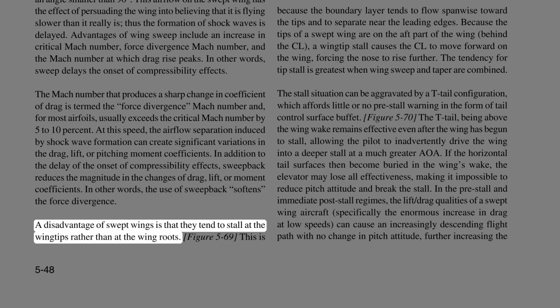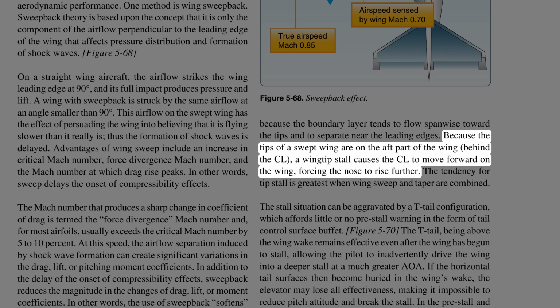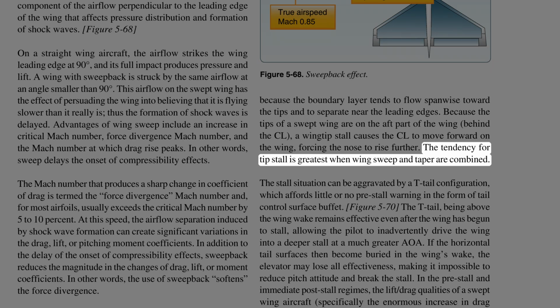A disadvantage of swept wings is that they tend to stall at the wingtips rather than at the wing roots. This is because the boundary layer tends to flow spanwise toward the tips and to separate near the leading edges. Because the tips of a swept wing are on the aft part of the wing, behind the CL, a wingtip stall causes the CL to move forward on the wing, forcing the nose to rise further. The tendency for tip stall is greatest when wing sweep and taper are combined.